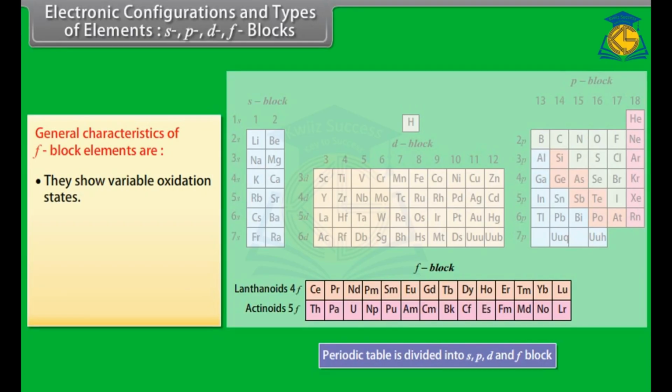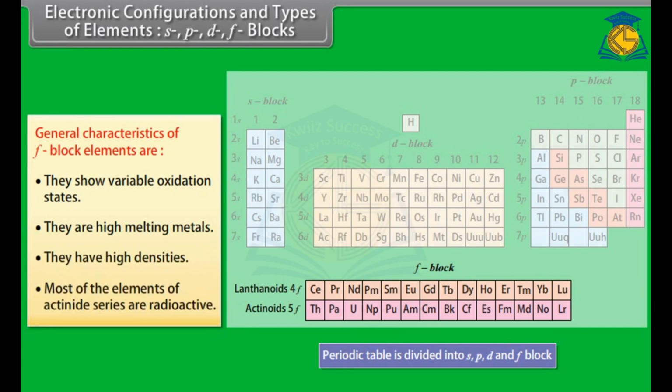General characteristics of F block elements are: They show variable oxidation states. They are high melting metals. They have high densities. Most of the elements of actinide series are radioactive.